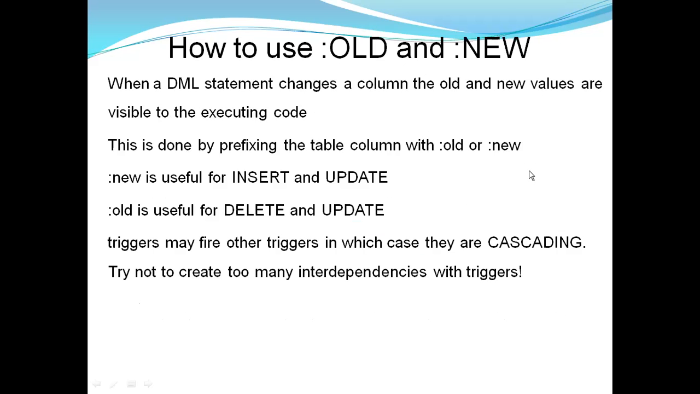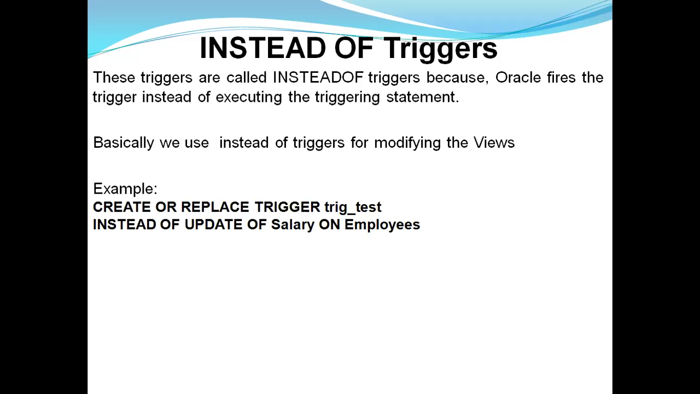How to use colon old and colon new? When a DML statement changes a column, the old and new values are visible to the executing code. Now if I access, let's say I want to assign the old value to some variable, I'll say XYZ assignment operator colon old. So it will be assigned with the old value. So colon old and colon new is available for execution of your program. That is an extra thing only in the triggers. Rest everything is the same. Simple here.